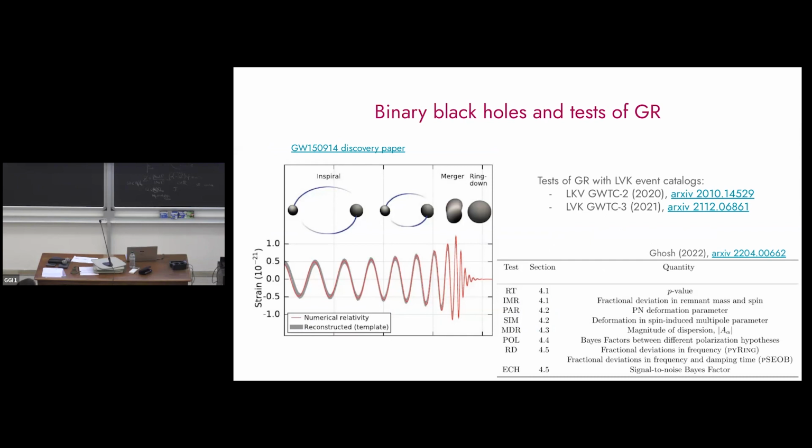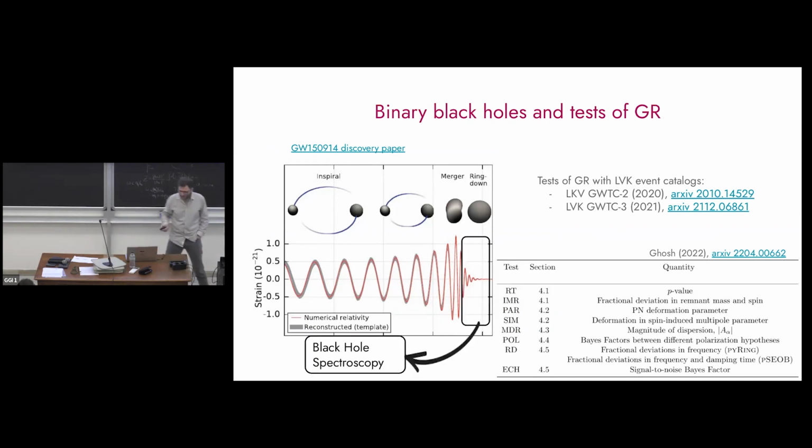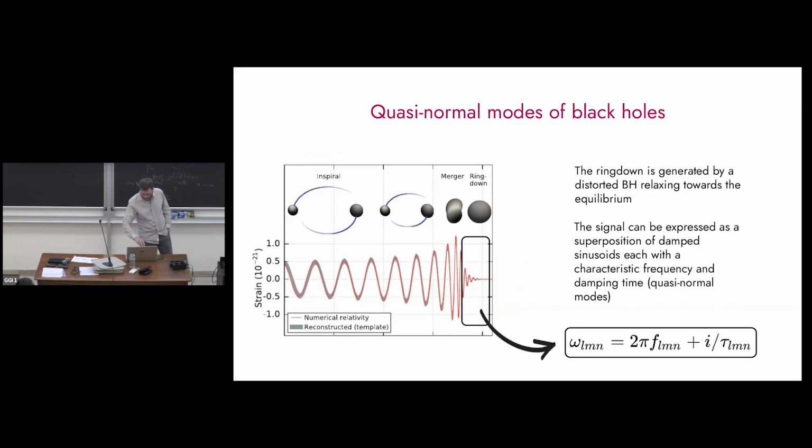No deviation from GR has been found. I don't know if I have to say that this is likely or unlikely, but anyway. There are different tests that you can do, and the test that I will focus on goes under the name of black hole spectroscopy, and it focuses on just the tail of the waveform, which is the ringdown part of the waveform. So let me just quickly describe the connection between having a ringdown and being able to test gravity.